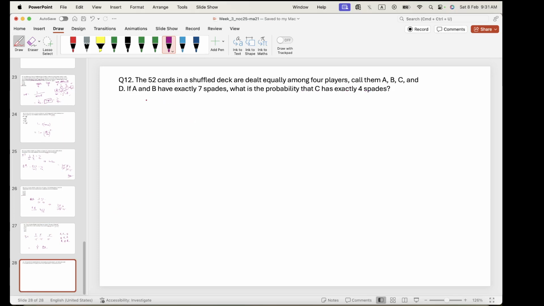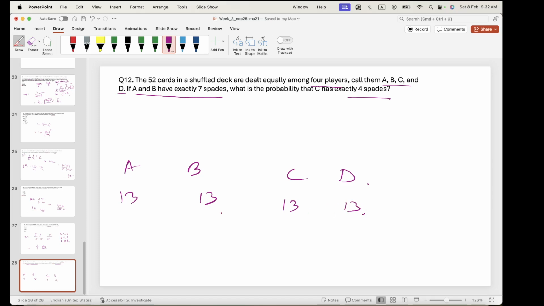Okay, the last question for the day. The 52 cards in a shuffled deck are dealt equally among 4 players. Call them A, B, C, and D. If A and B have exactly 7 spades, what is the probability that C has exactly 4 spades? So A, B, C, D, 52 cards, so each is going to have 13, 13, 13, 13.